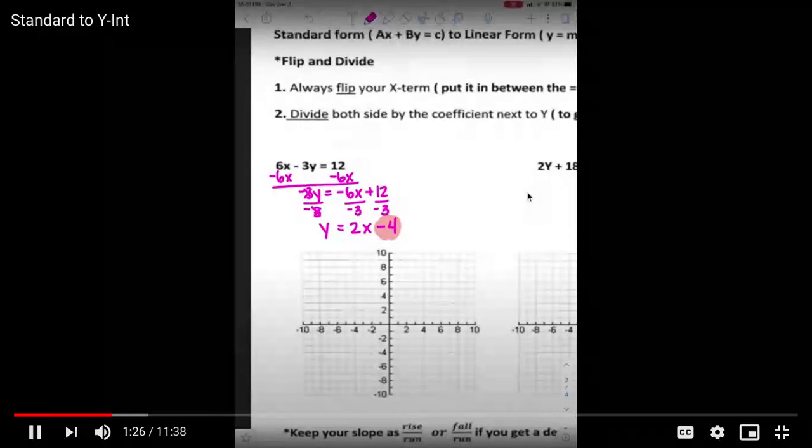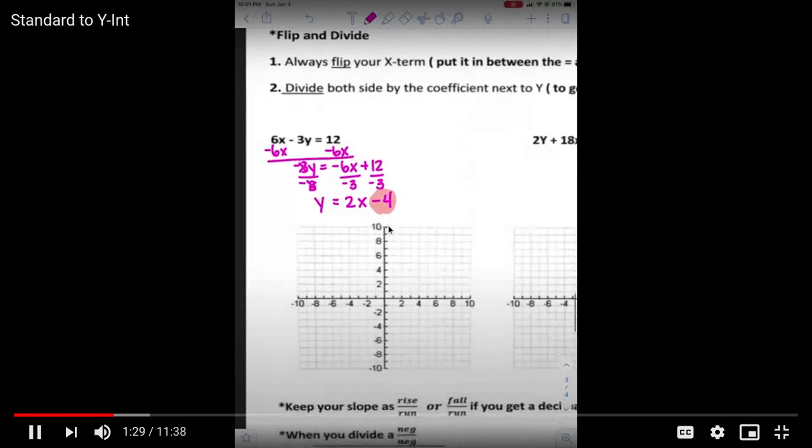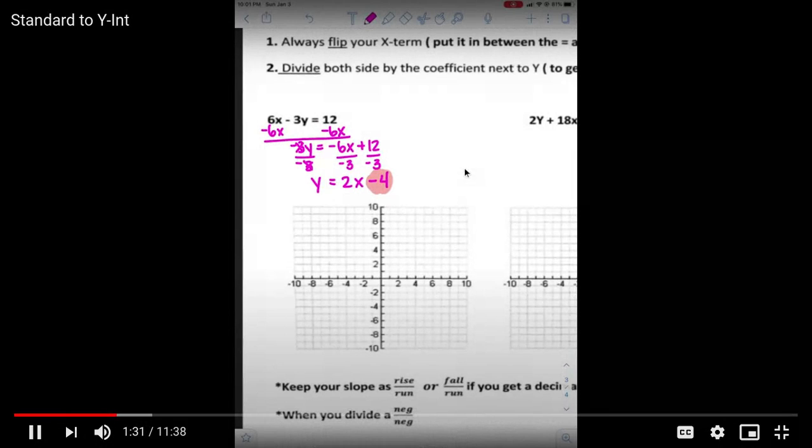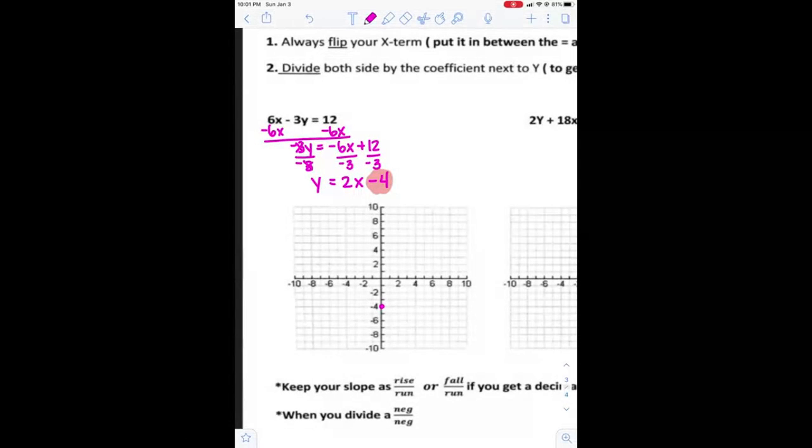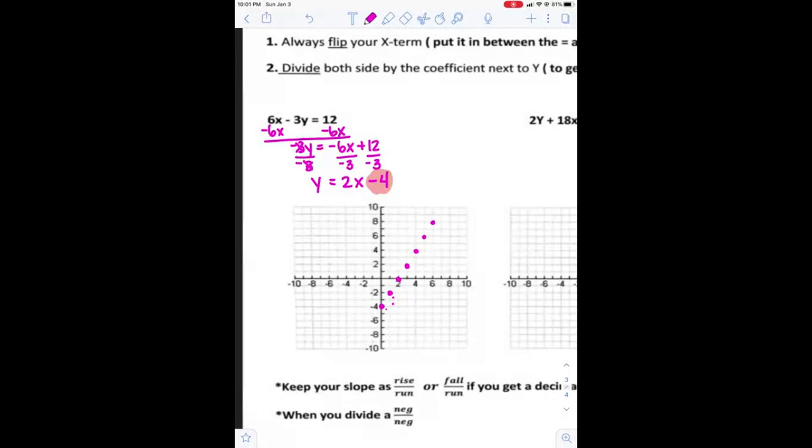So then to graph, remember that what I highlighted is my y-intercept. So I'm going to go ahead and graph that at the point 0, negative 4. And my slope is a positive 2, which means I'm going to go up 2, over 1 each time. So see, I go over 1, up 2, over 1, up 2 every time just to make my line. So remember to look for those patterns like we learned before break.